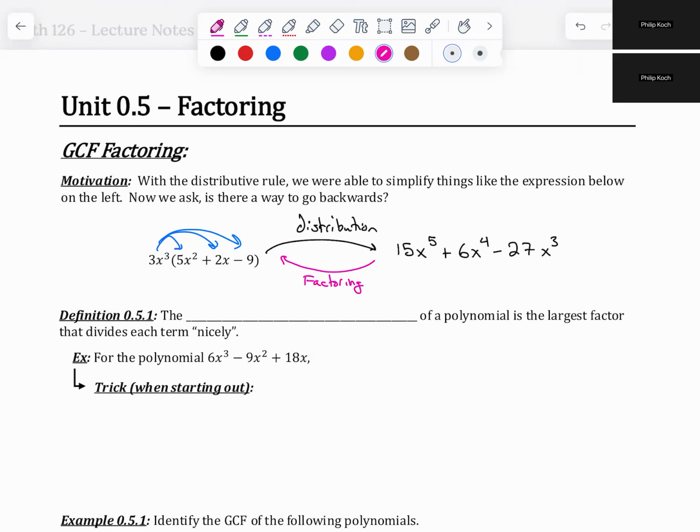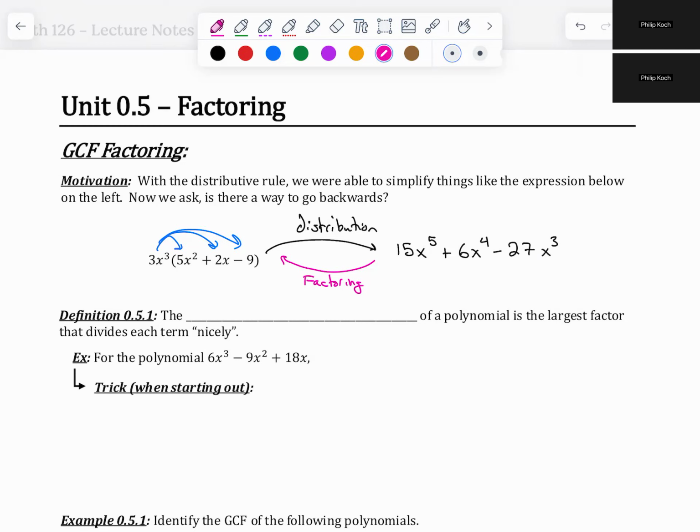That is our goal for today and tomorrow: how to take a polynomial and break it up into small bite-sized pieces. Now, you might be wondering, why? Why would I want to do that? And that's an excellent question.